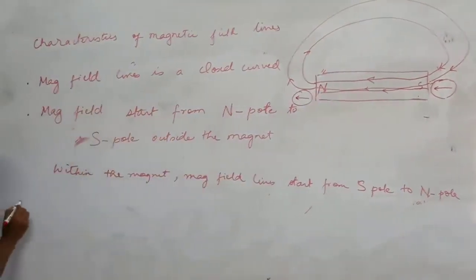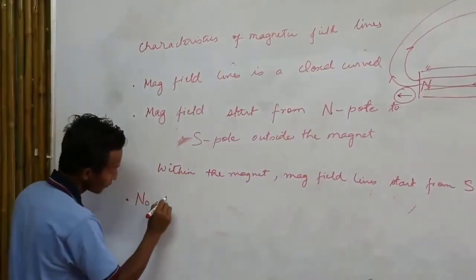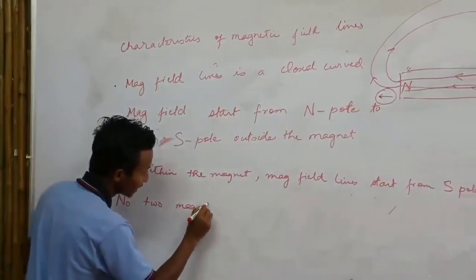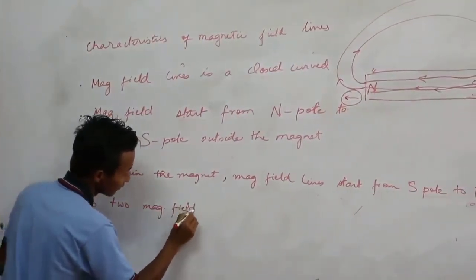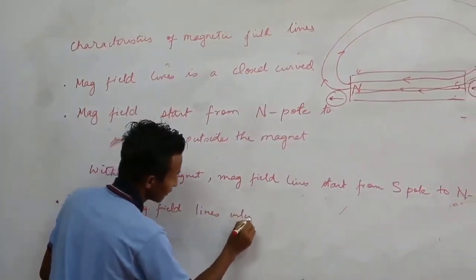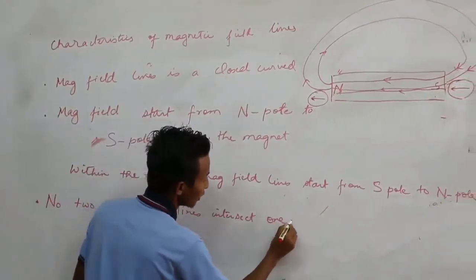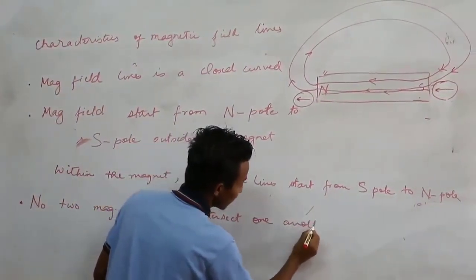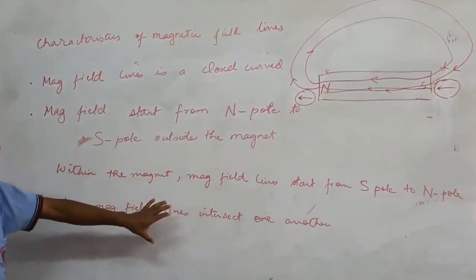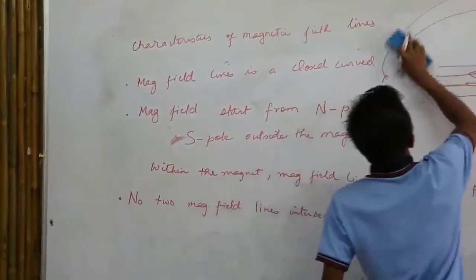So point number 3: no two magnetic field lines intersect one another. Magnetic field lines should not intersect. Let me explain.